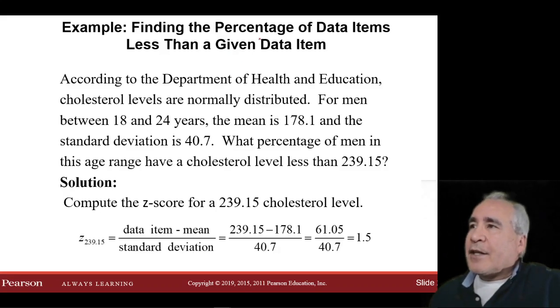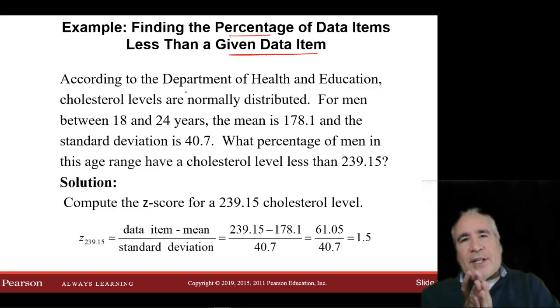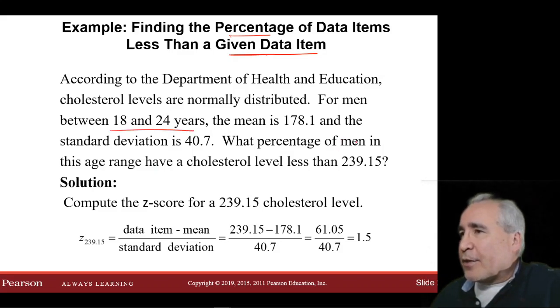Okay, so first, finding the percentage of data items less than a given data item. The percentage less than the value. So what we're finding is the percentile. What percent are below? In this one, we're told that men between 18 to 24 years have a mean cholesterol level of 178.1, and the standard deviation is 40.7. Again, I like to write them off to the side.